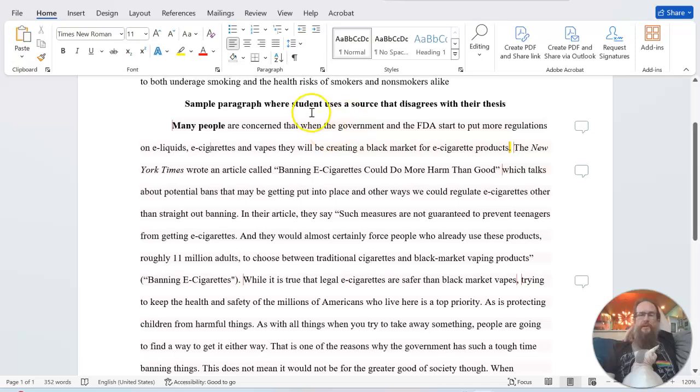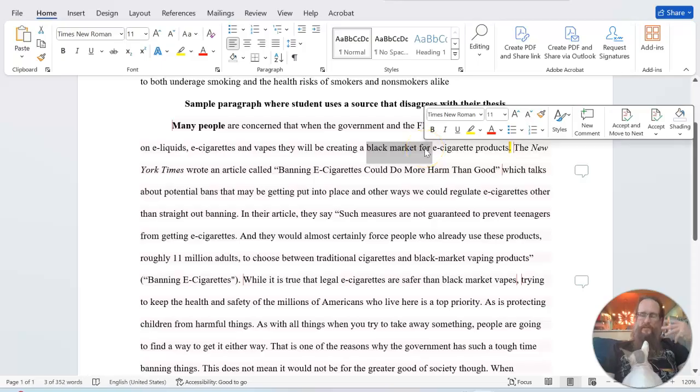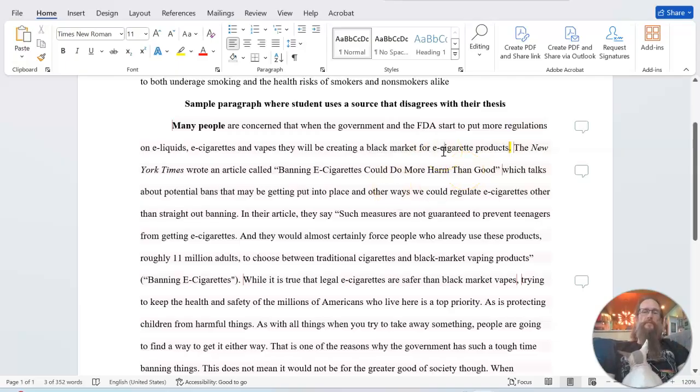So the topic sentence right away lets the reader know this is going to be an opposing viewpoint source, and it even lets you know what some of their concerns are, right? About the black market. That means a market where products that are not legal can still be purchased, even though the government has put regulations in place to ban them, right? So that's the topic sentence.